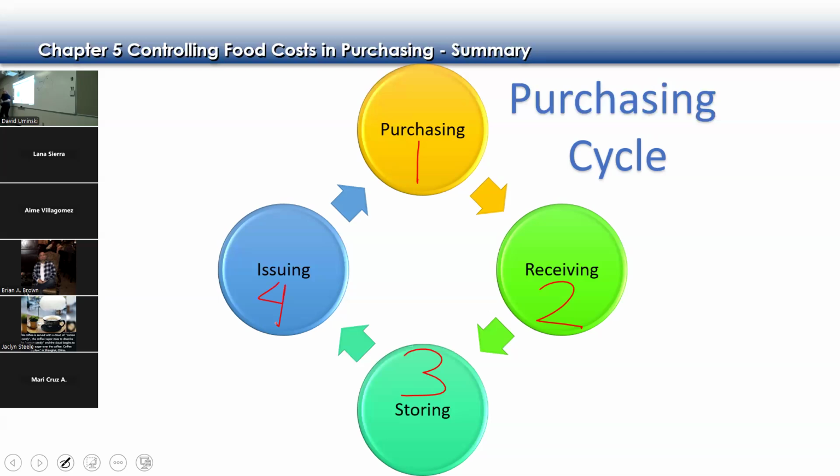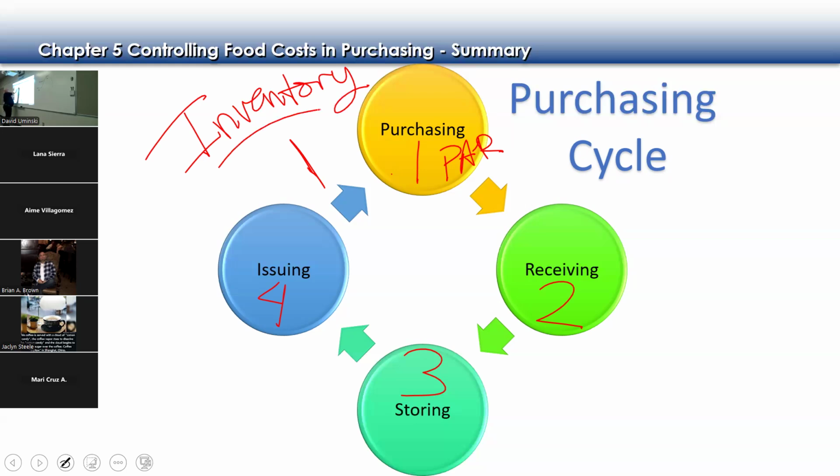Okay. Now the ingredients have been used up and we have to order again. How do we know how much to order? It's based on what? The amount we use. Okay, so we're going to talk about par. And so our par tells us how much product we have to have. And so in between our issuing and our purchasing, we're going to do inventory.